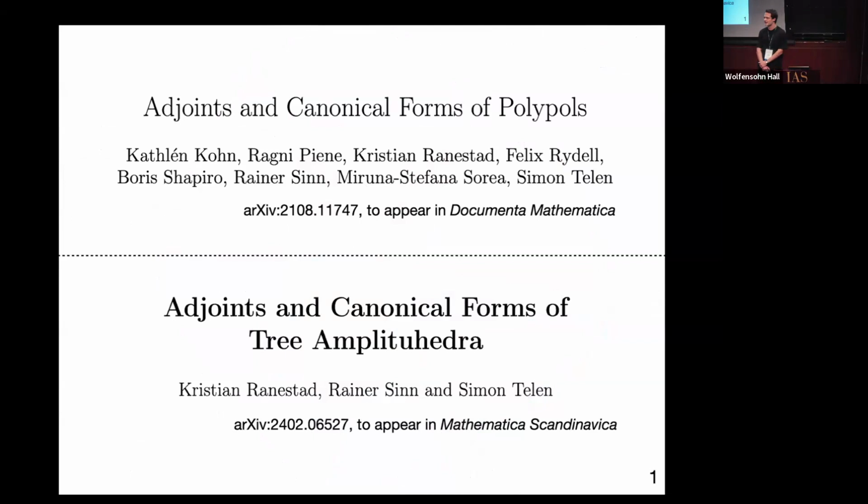This is a 68-page arXiv preprint. And in mathematics, that means that the review process takes 3 years. It was published on the arXiv in 21, and it's now accepted in Documenta Mathematica. And then at the very end, I'll speak about a paper with a similar title, Replace Polypols by Tree Amplituhedra. This is with Christian and Rainer, and it's accepted in Mathematica Scandinavica.